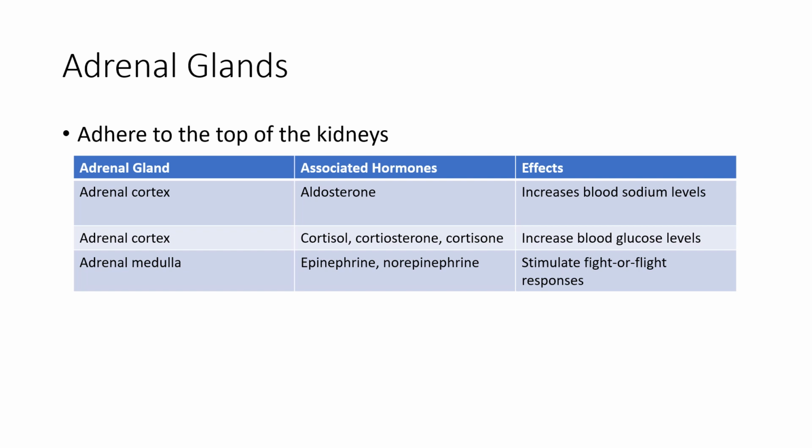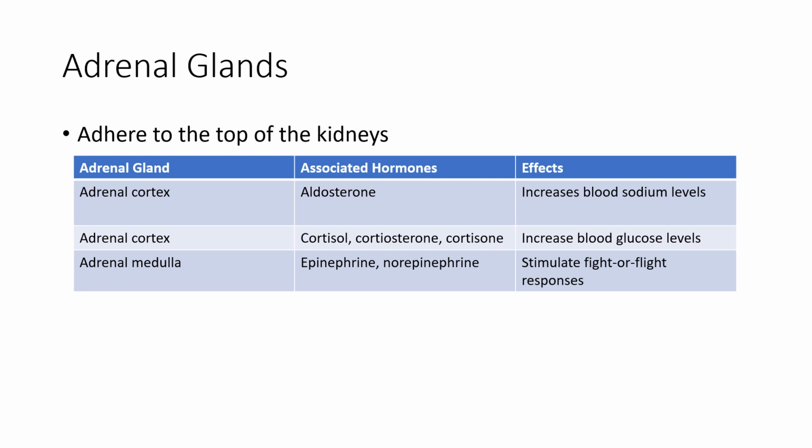When we look at the adrenal cortex, it releases cortisols. So like a steroid, it increases blood glucose levels. Then we have the adrenal medulla. The associated hormones here are epinephrine and norepinephrine.